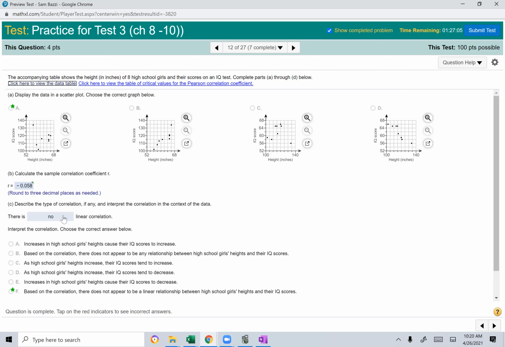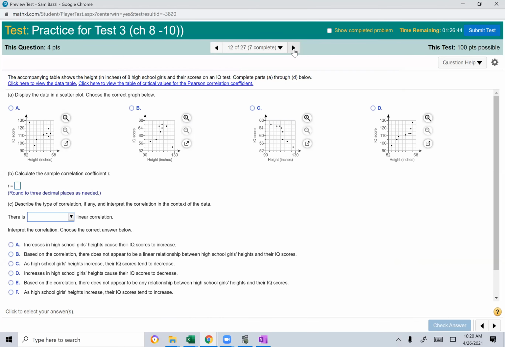And interpret your answer. If the correlation is weak, based on the correlation, there doesn't appear to be a linear correlation between X and Y, the height in inches and the IQ score. So that means we don't think that there is a relationship between the height of a person and his or her IQ score. Okay.